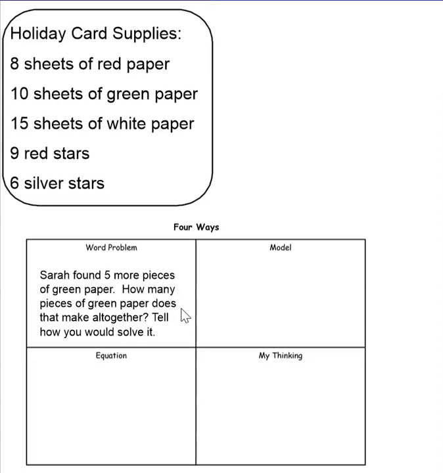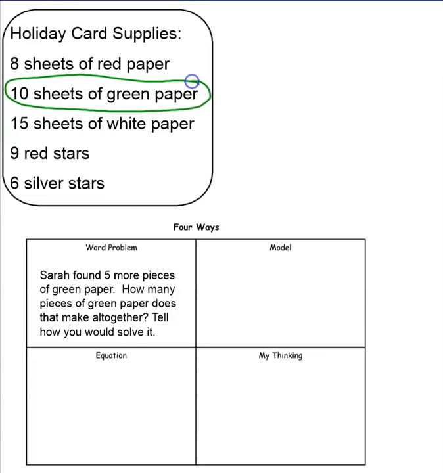Do you think that we could model that? Let's do that together. We kind of have to act this out and draw it. So, what data do we need up here? Do we need red paper? No, we do not need to know the red paper. Do we need to know how much green paper? Yes, we need this data.